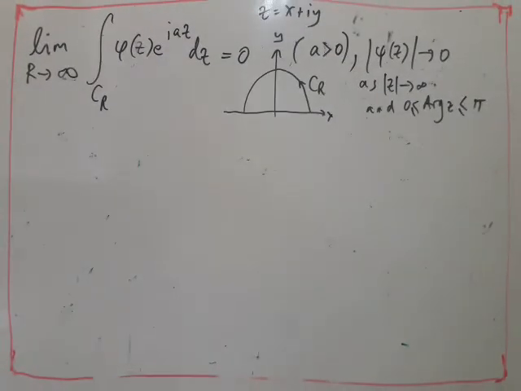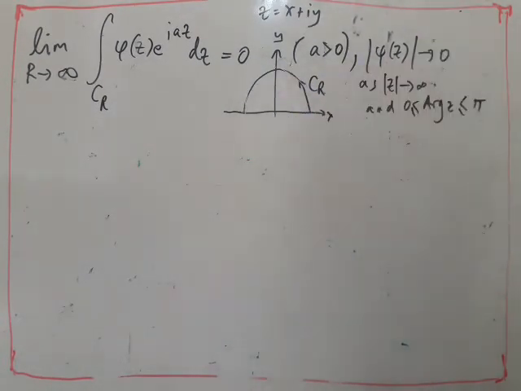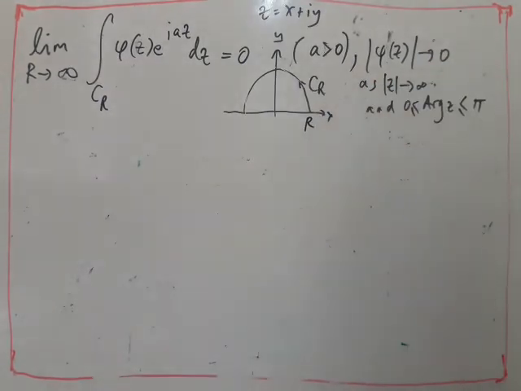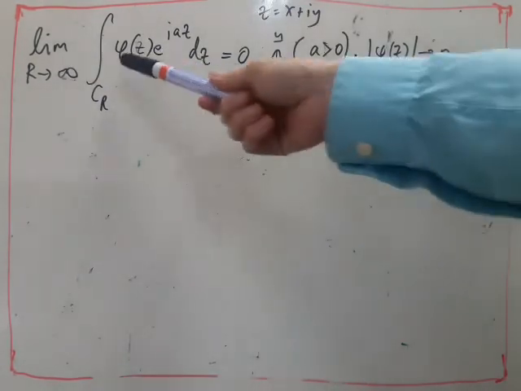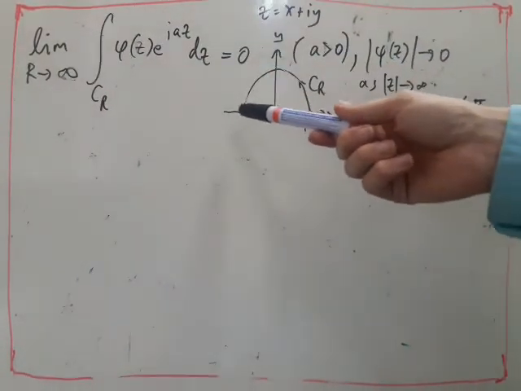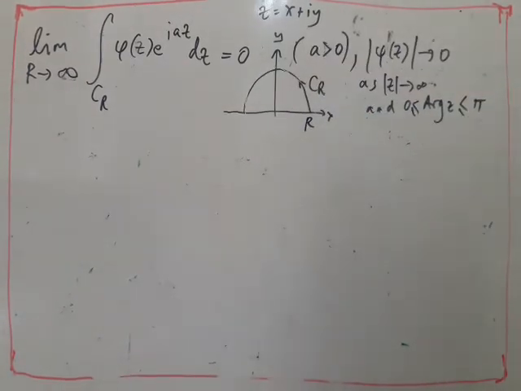So Jordan's lemma says that if you have a path which is just this semicircle here of radius r, then the integral of phi(z) e^(iaz) tends to 0 as r goes to infinity, as long as certain conditions are met.